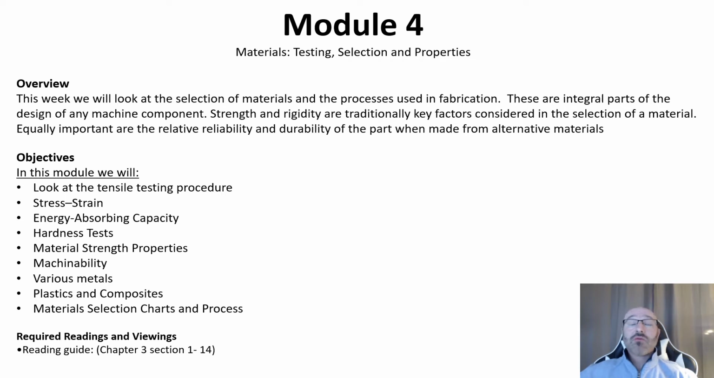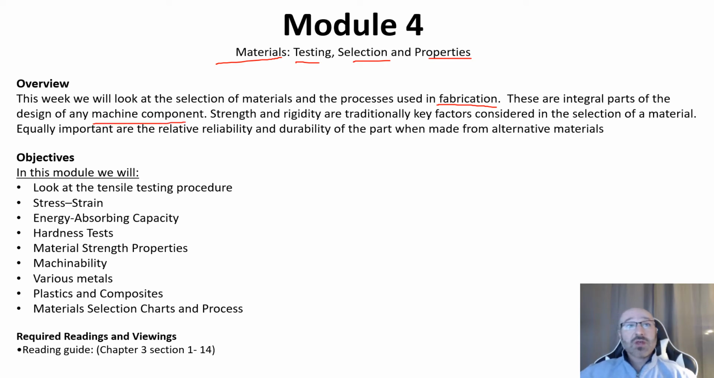So in Module 4, we begin looking at materials, specifically testing, selection, and the properties associated with those materials. This week we'll look at the selection of materials and the process used in fabrication. Something to consider as we go through this is not only what materials will work well for your specific project or product, but also what the machining process for fabrication is using those materials. These are integral parts of the design of any type of machine component.